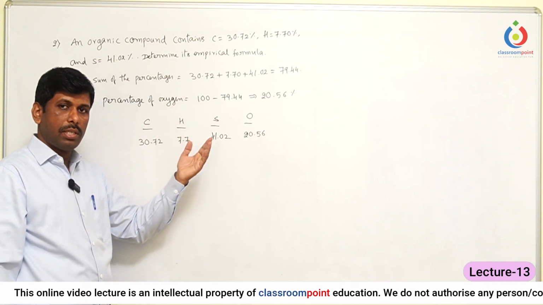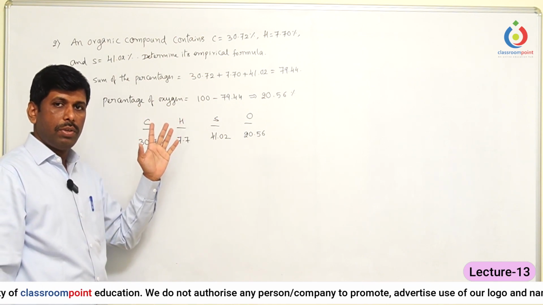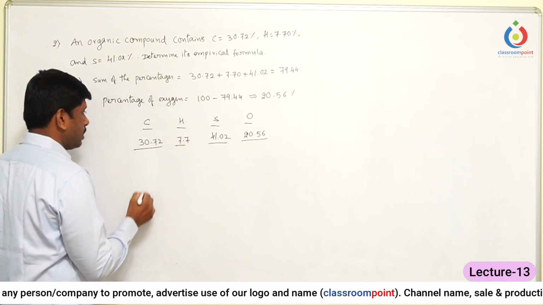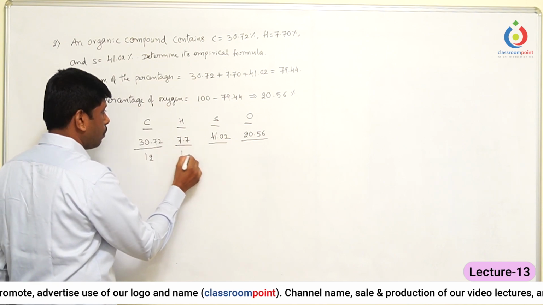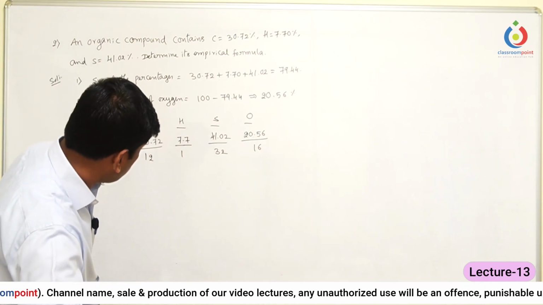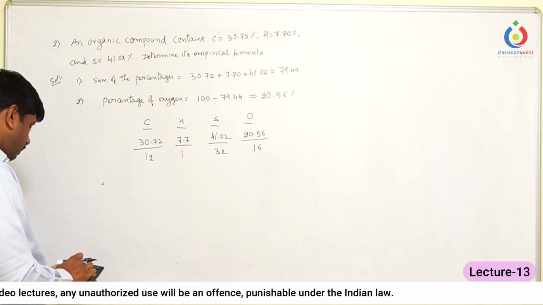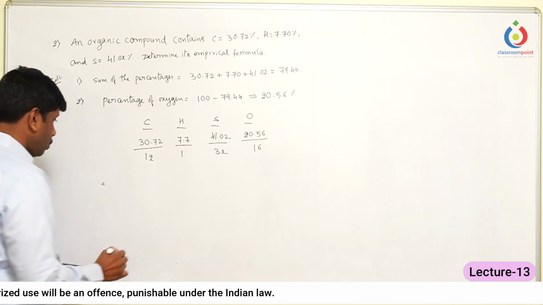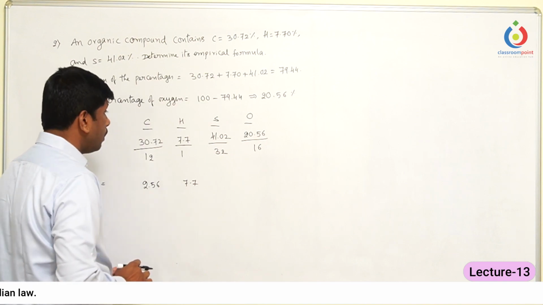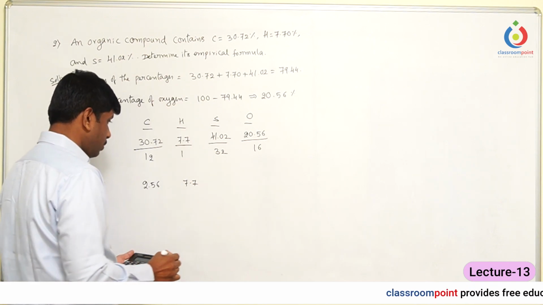If you consider the total percentage is equal to 100 grams, then this much grams of the carbon is present. So the mass of the elements we are considering now. So now divide these masses with respect to their atomic masses. Carbon 12, hydrogen 1, sulfur 32, oxygen 16. So let us try to see the values we are going to get here. 30.72 divided by 12, that gives 2.56. This is 7.7. Next one, 41.02 divided by 32. It is 1.28.